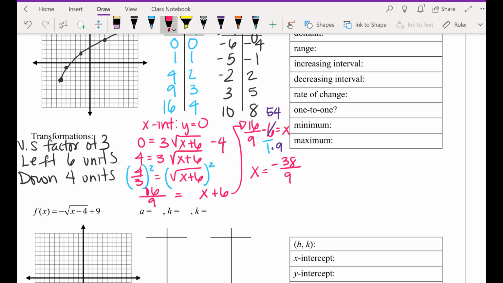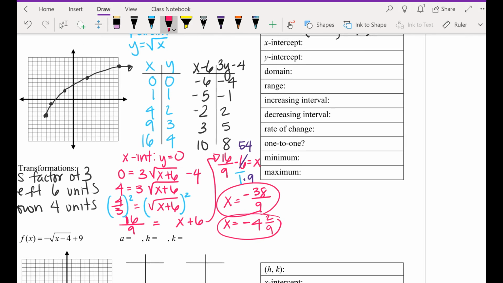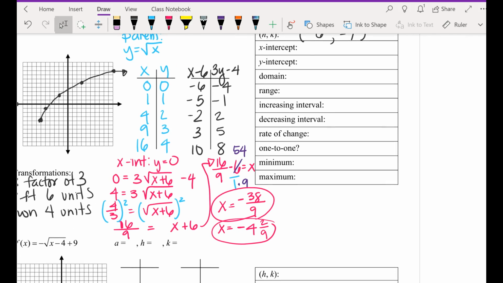Okay. You can leave it as an improper fraction. Some of you can see that I can put it as a mixed number as well. It's technically negative 4 and how much? 2/9, right? So I can give it as mixed or improper. It doesn't really matter. Now, it's a y-intercept. I'm sorry, it's an x-intercept, so make sure you write it as an ordered pair: negative 4 2/9, comma 0.